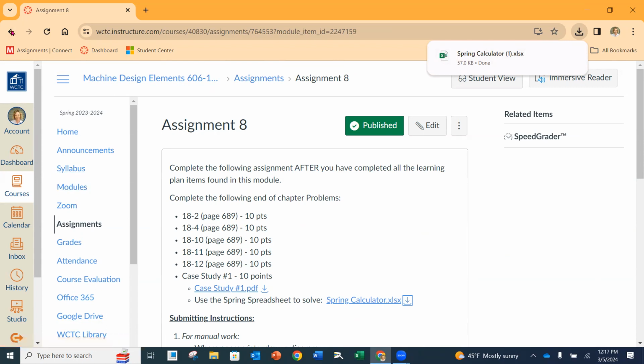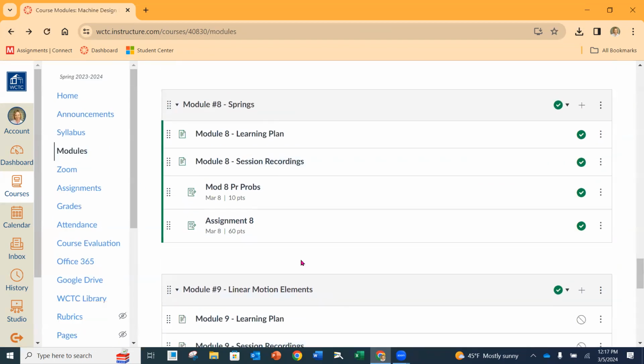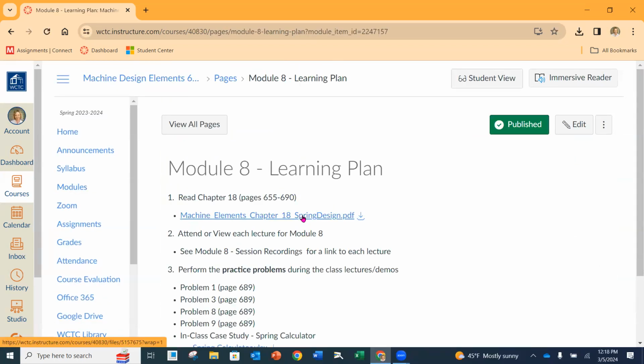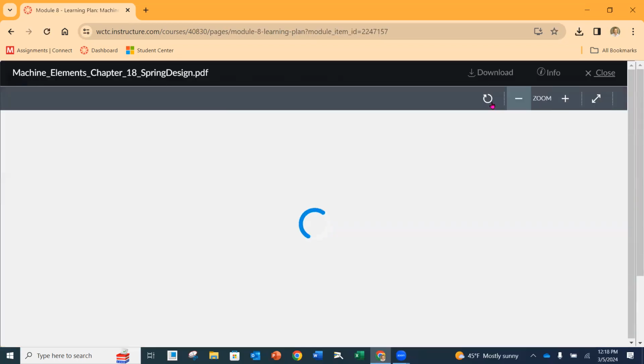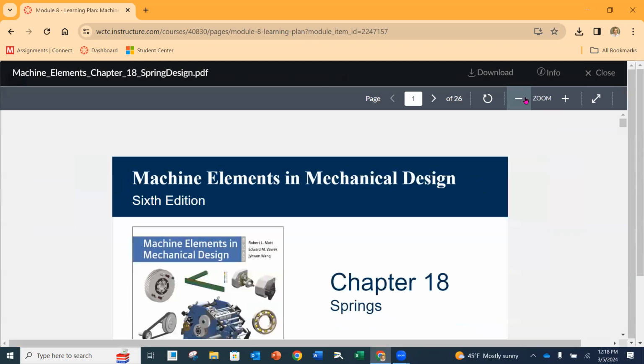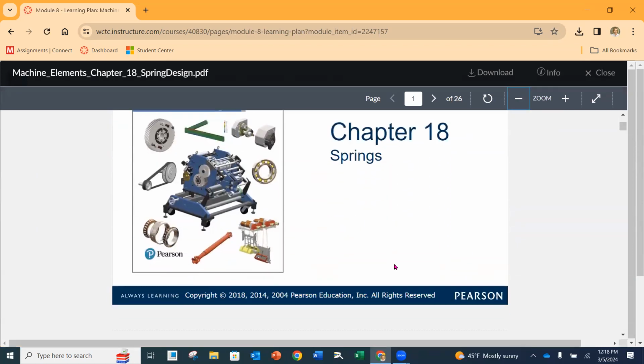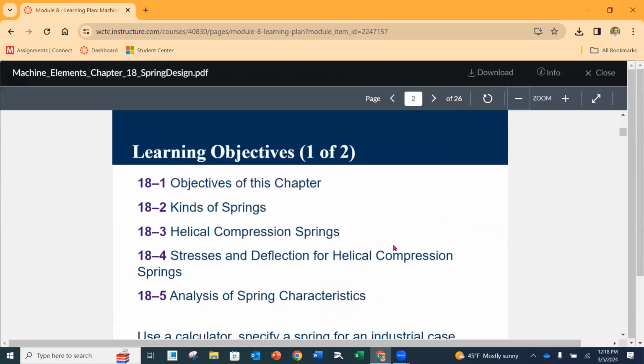Okay, so let me go back to our PowerPoint that is going to guide us through our chapter. So I'm going to click on our PowerPoint. It's a PDF. I'm going to zoom out just a little bit. And as it says here, chapter 18. So the objectives of this chapter are really looking at springs in terms of an industrial application, where they're going to be used, and different types of springs.